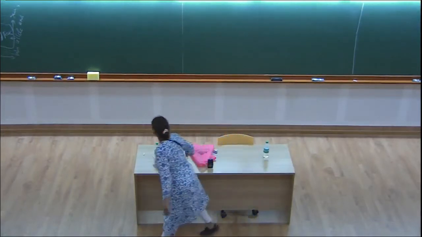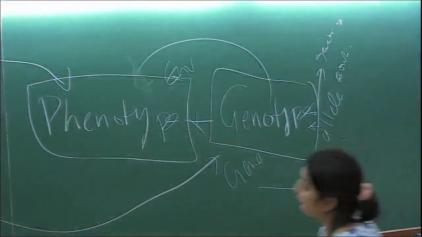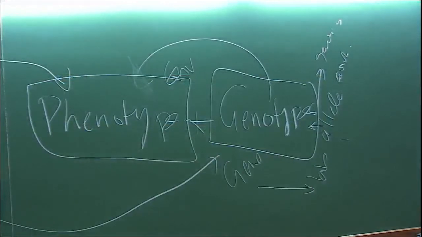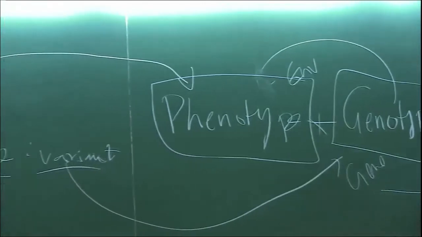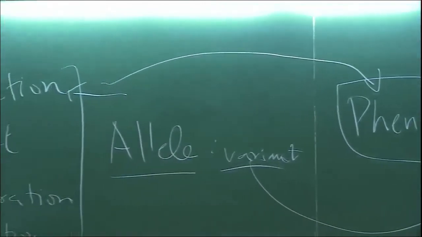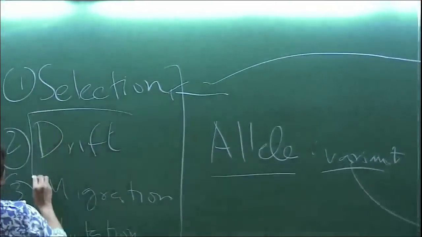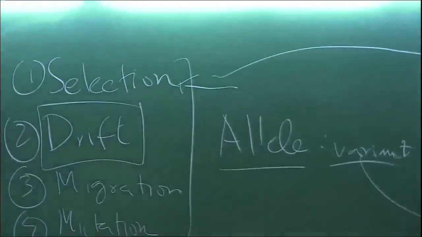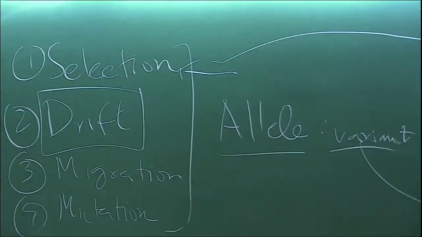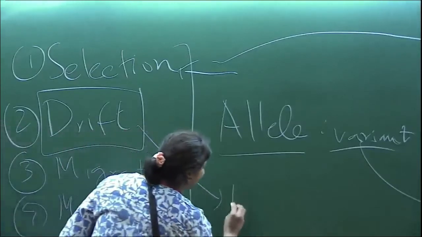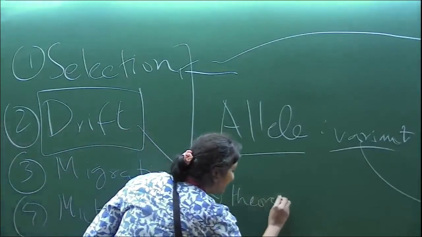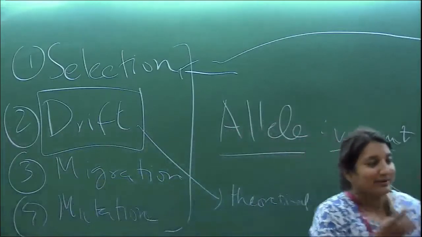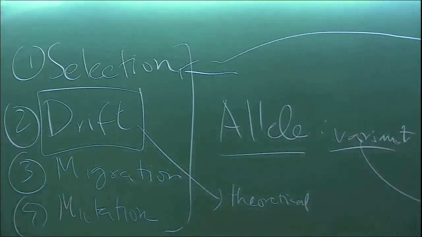Selection acts on adults or maybe post-birth. Pre-birth also, to some extent, but generally on things, right? Drift, we'll talk about in the afternoon, is really acting on the alleles. And it's a very theoretical process. Selection, you can't see it, but it feels like that, right? Because it's about survival, viability, and so on and so forth.